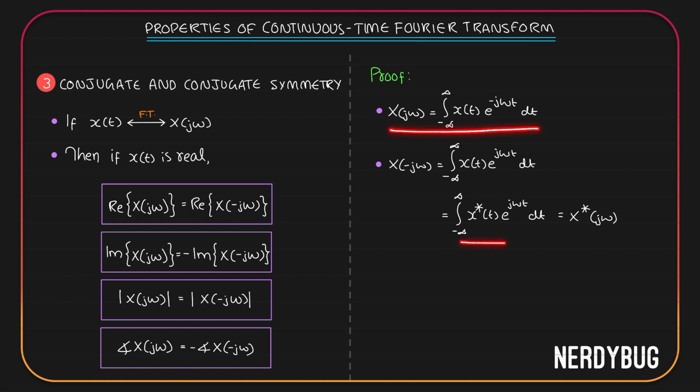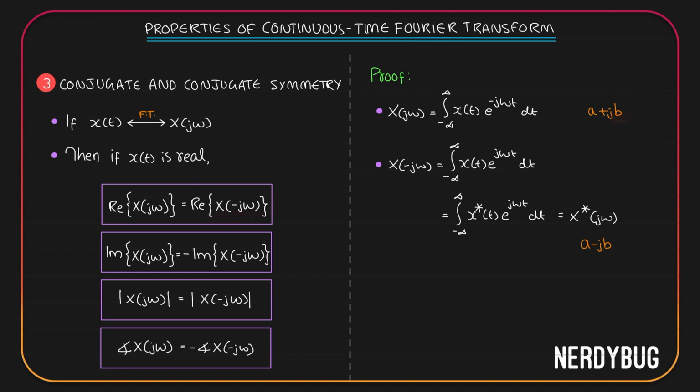This is X of j omega and this is X conjugate of j omega. Let us take X of j omega to be a plus jb, just for our understanding. Then X conjugate of j omega will be a minus jb. Obviously, you can see their real parts will be equal. That is the first property. Real part of X of j omega will be real part of X of minus j omega.